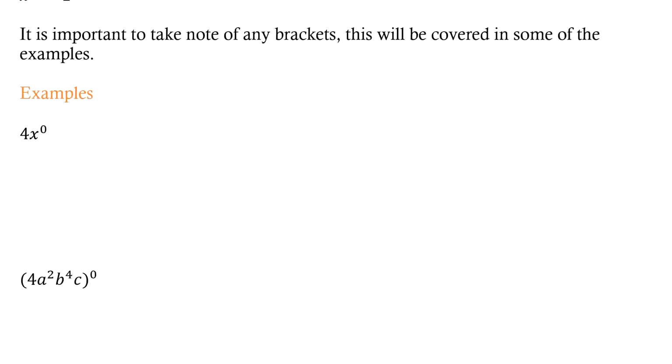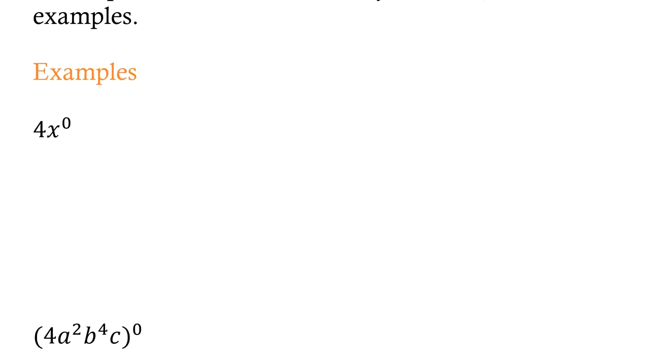Alright, so 4x to the power of 0. Looking at this, the first thing I would do is rewrite this a little differently. You don't have to do this, but for this example, I'm just going to do it. So that's kind of what we're looking at: 4 times x to the power of 0. Now, 4 is going to stay the same, and then we have x to the power of 0. Anything to the power of 0 is 1. So 4 times 1, and the answer is 4.